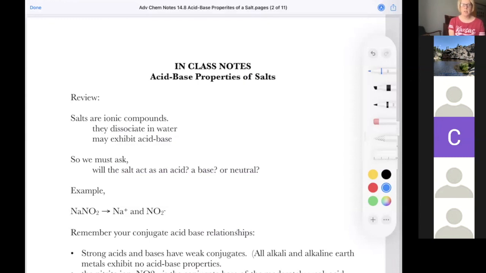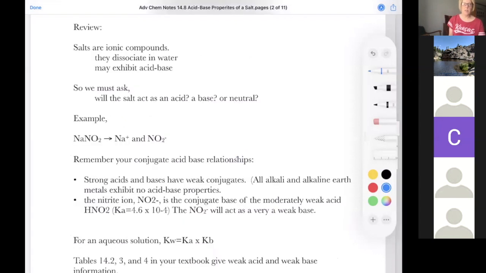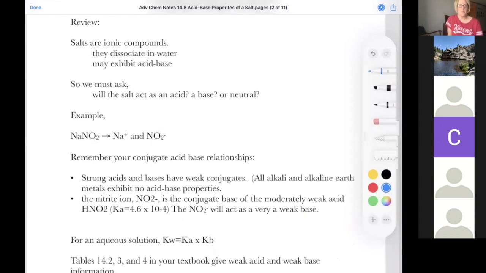So when we encounter a salt and we're talking about equilibrium, we have to ask, is it going to act as an acid or base, or is it going to remain neutral when it dissociates? The example I have for you today is sodium nitrite. It breaks up into sodium ions and nitrite ions, sorry. Remember that they have conjugate acid-base relationships. Strong acids and bases, we have said in the past, have weak conjugates.